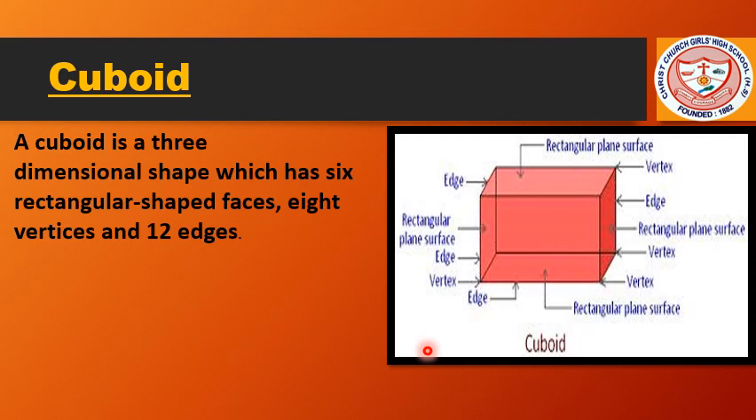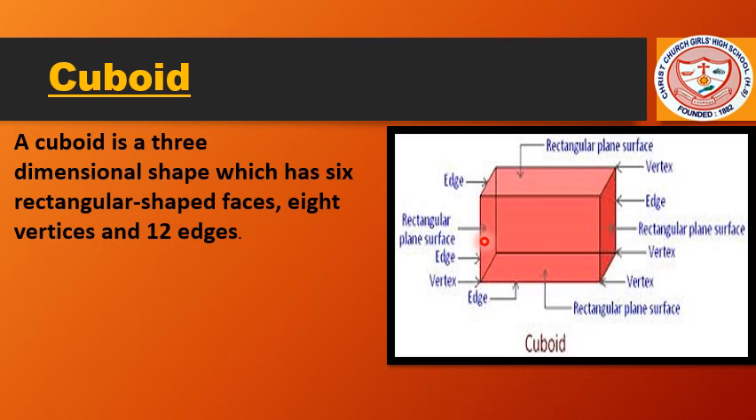Okay, now this is the picture of a cuboid. So from this picture you can easily find out the 6 rectangular shaped faces. These all are the faces of this cuboid and 8 vertices. See, here it is, and 12 edges. These are the edges of this cuboid. All right.